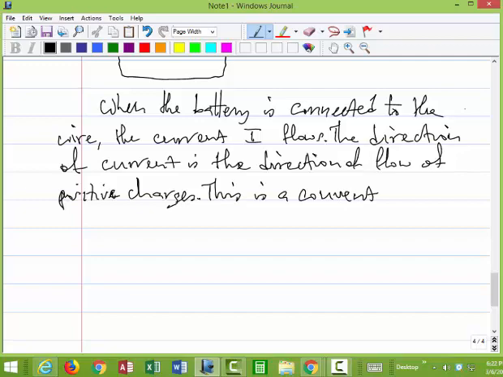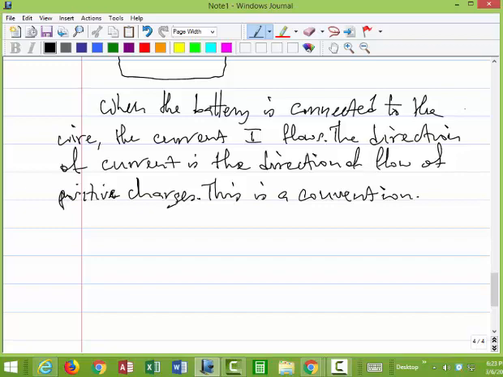because we know that the positive charges themselves cannot flow. It's mostly negative charges that are flowing. So if the current direction is a flow of positive charge, then it means the negative charges flow in the opposite direction to the current. So that is our convention.